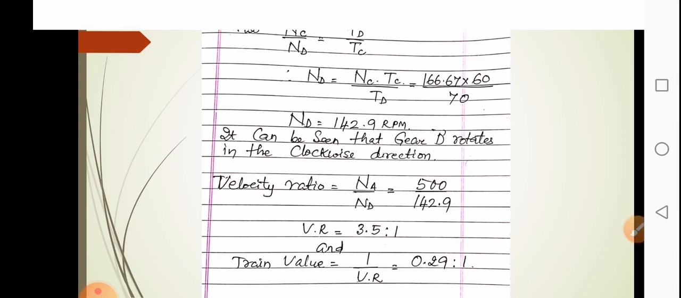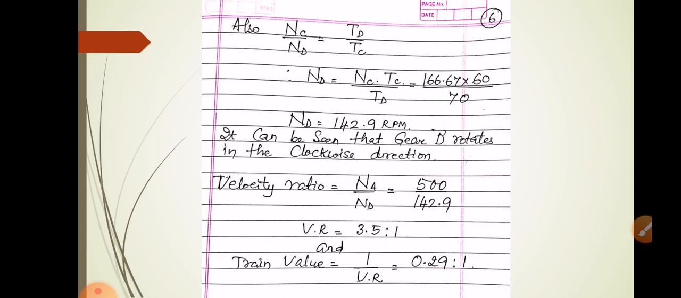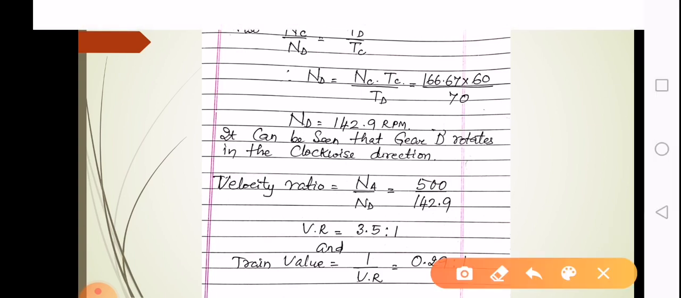So also, because the number of gears is even, here you can see that if A is rotating in the anti-clockwise direction, B will rotate in the clockwise direction, C will rotate in the anti-clockwise direction and D will rotate in the clockwise direction. So D rotates in the clockwise direction if A rotates in anti-clockwise.